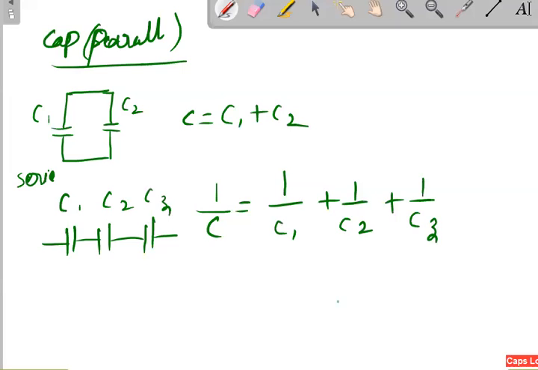And the next question arises, when should we go for parallel combination, and when should we go for series combination? See, whenever you are in parallel, what will not change? The voltage will not change. Whenever you are in parallel, voltage is constant. That means the voltage of capacitor 1 is the same as the voltage of capacitor 2. Then what is the need of connecting these two in parallel?